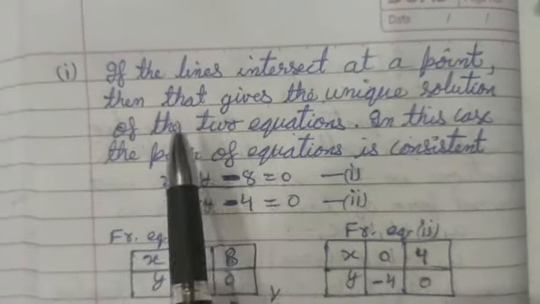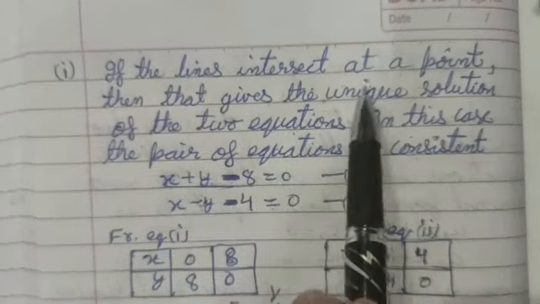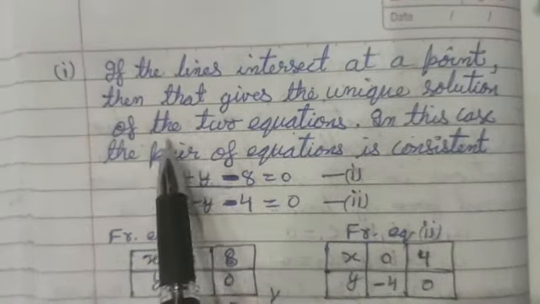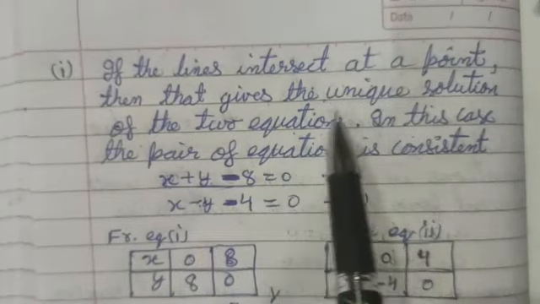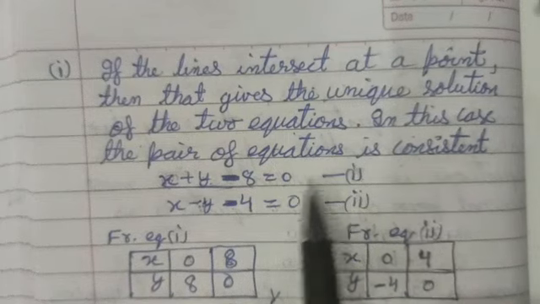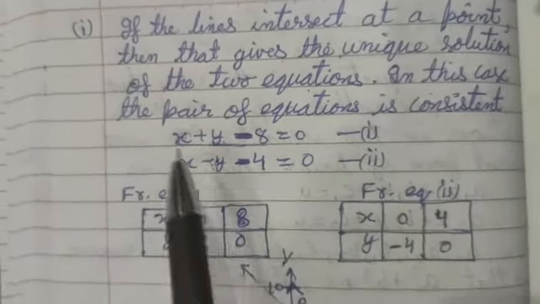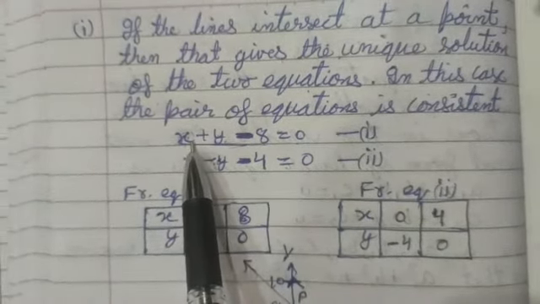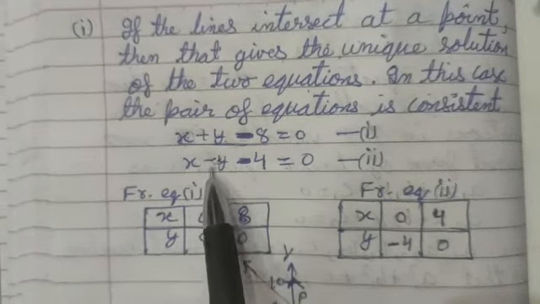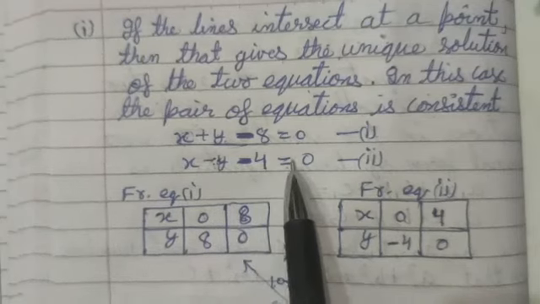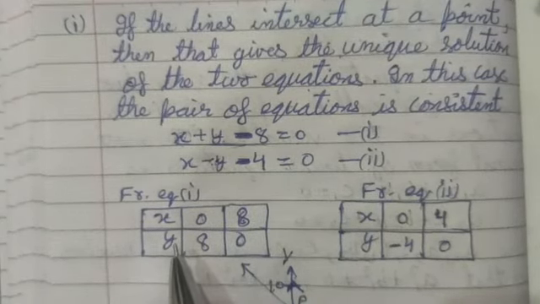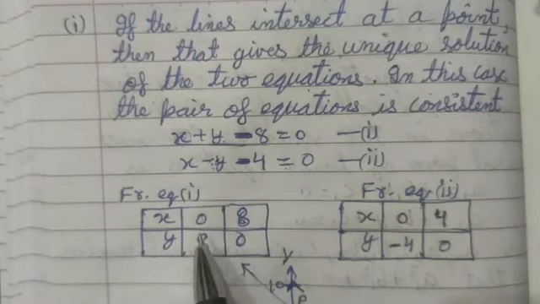Now first one is, if the lines intersect at a point, then that gives the unique solution of the two equations. In this case, the pair of equations is consistent. Now see here, I have taken an example. First equation is x plus y minus 8 equal to 0 and second one is x minus y minus 4 equal to 0. Now we will draw a graph by finding two solutions of each equation.